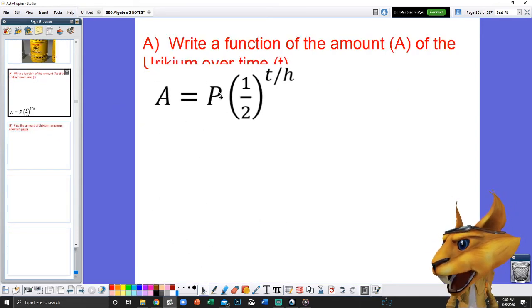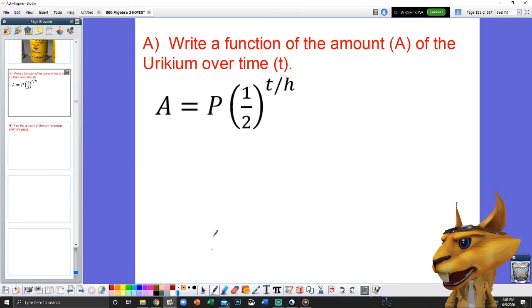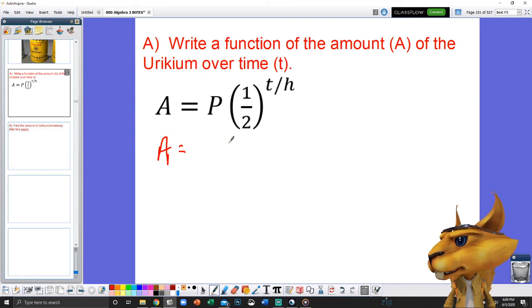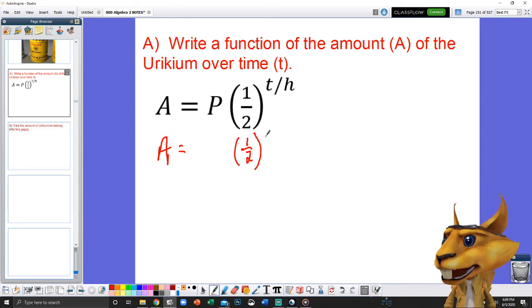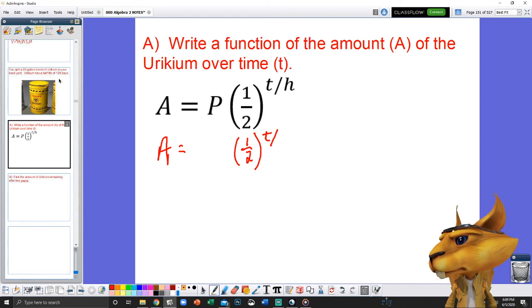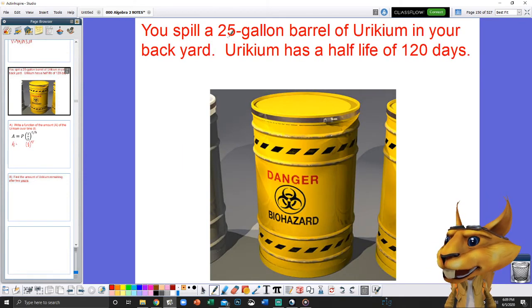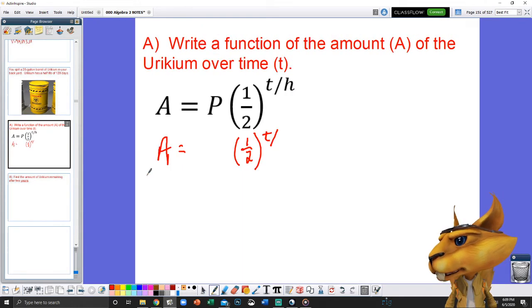All right, so now that I have my half-life formula, I am ready to go. A is the amount it tells me. T is going to be the time. I know that 1/2 will always be here. And now I have to figure out what the P is. P is the original amount. So looking back here, my original amount was 25 gallons. I'm going to put 25 right here for P.